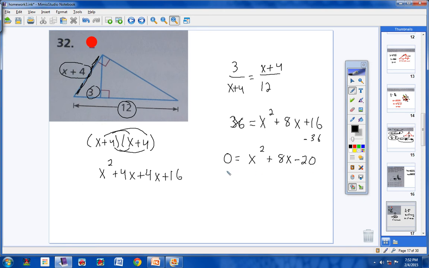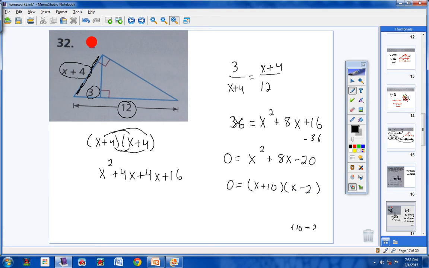So here we go. You say to yourself, self, what two numbers multiplied together give me negative 20, but when added together give me positive 8? Well, I can only think of one set of numbers, and that's going to be a positive 10 and a negative 2. If you multiply those, you will get a negative 20. If you combine those, you'll get a positive 8. So we factor this quadratic trinomial by putting parentheses like this, and we put x plus 10, x minus 2.